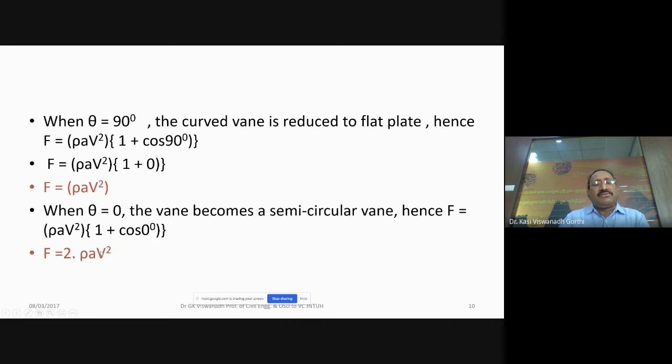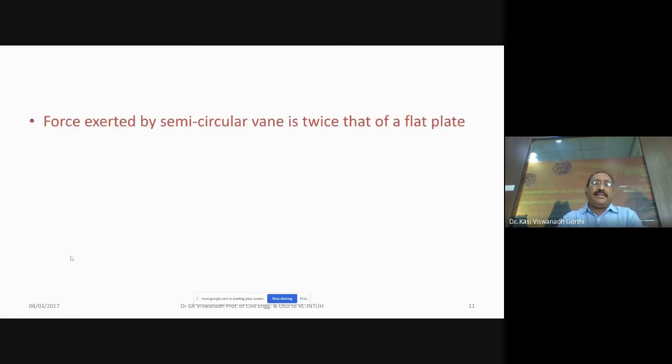2 into rho av square, which indicates that the force exerted in the case of a semicircular vane would be double that of the force exerted by a flat plate. So when the liquid jet is striking a curved surface, the exerted force would be double that of a flat plate. So force exerted by a semicircular vane is twice that of a flat plate.